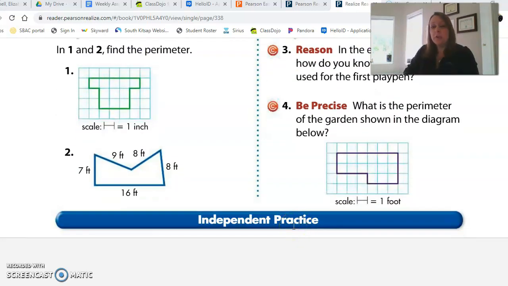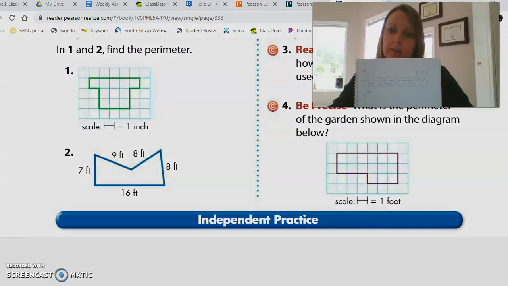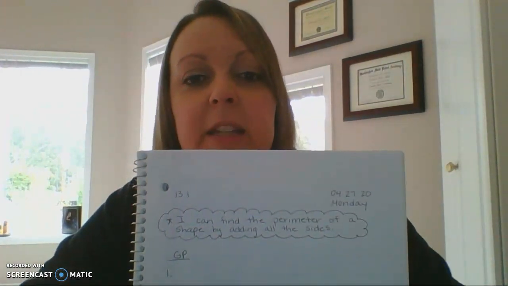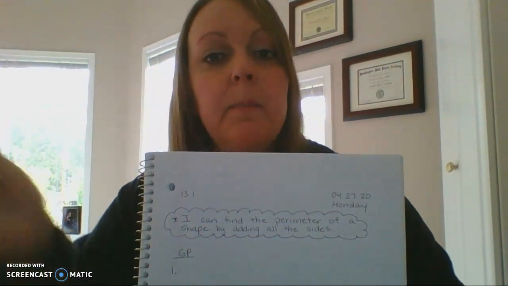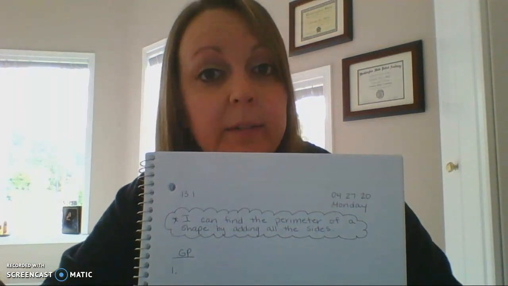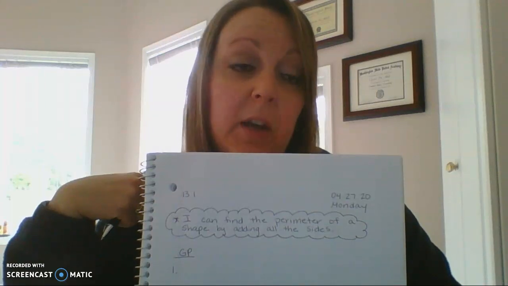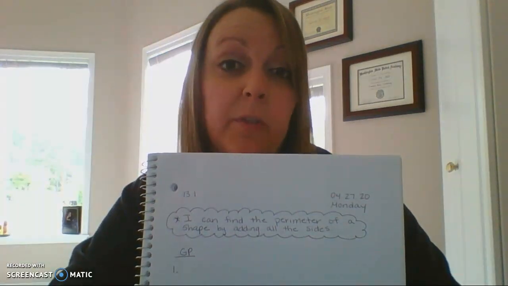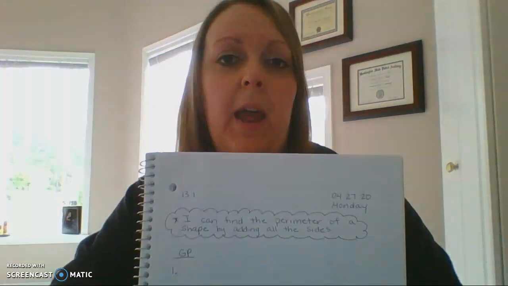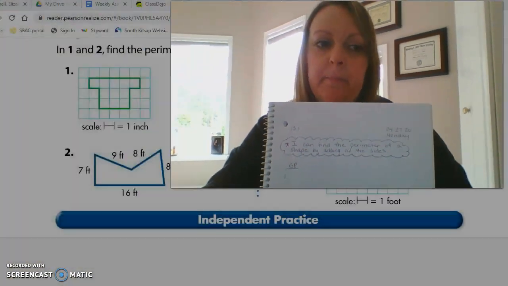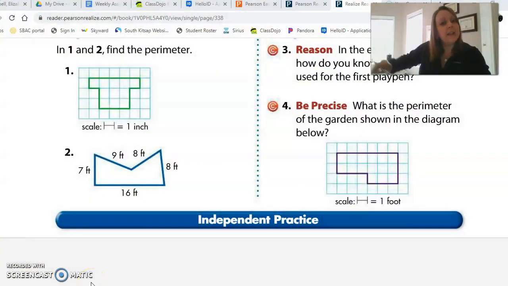All right, so the learning target for today, I better make this whole screen so you can see it, is I can find the perimeter of a shape by adding all the sides. So today we're just going to work on that. And hopefully you've already watched the video where they were making the pen for the dog, and you already learned how to add up all those sides. All right, so to our book, and number 1.